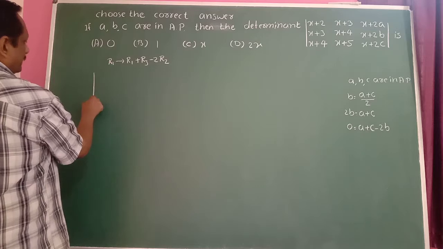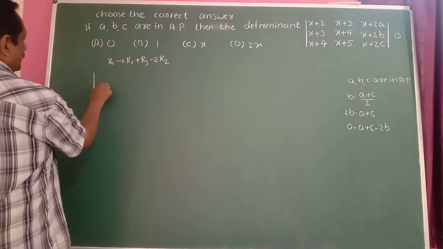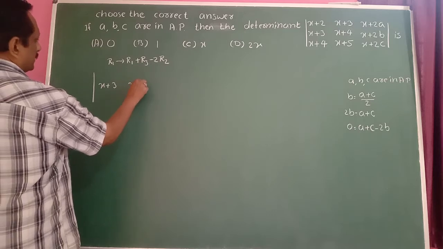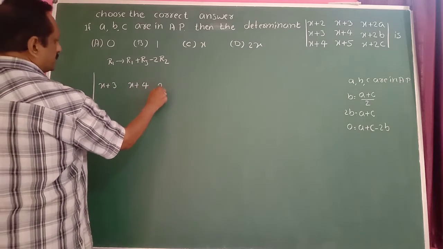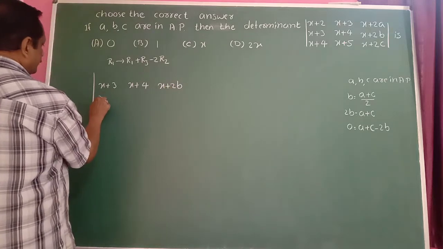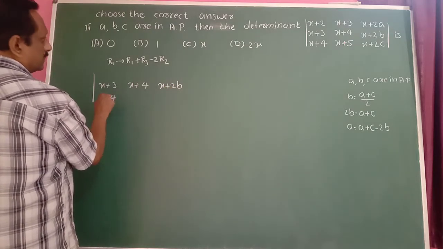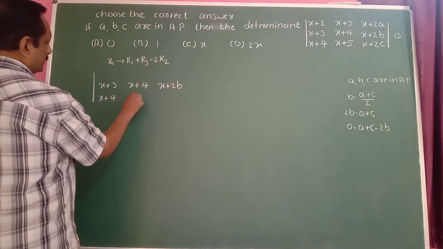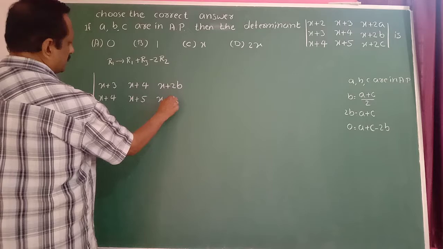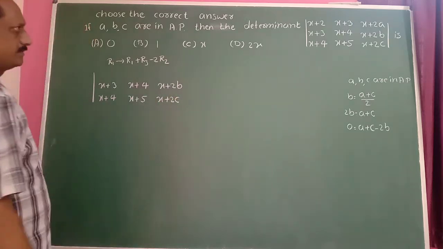So the determinant with second row elements x plus 3, then x plus 4, then x plus 2b, then x plus 4, then x plus 5, and x plus 2c.